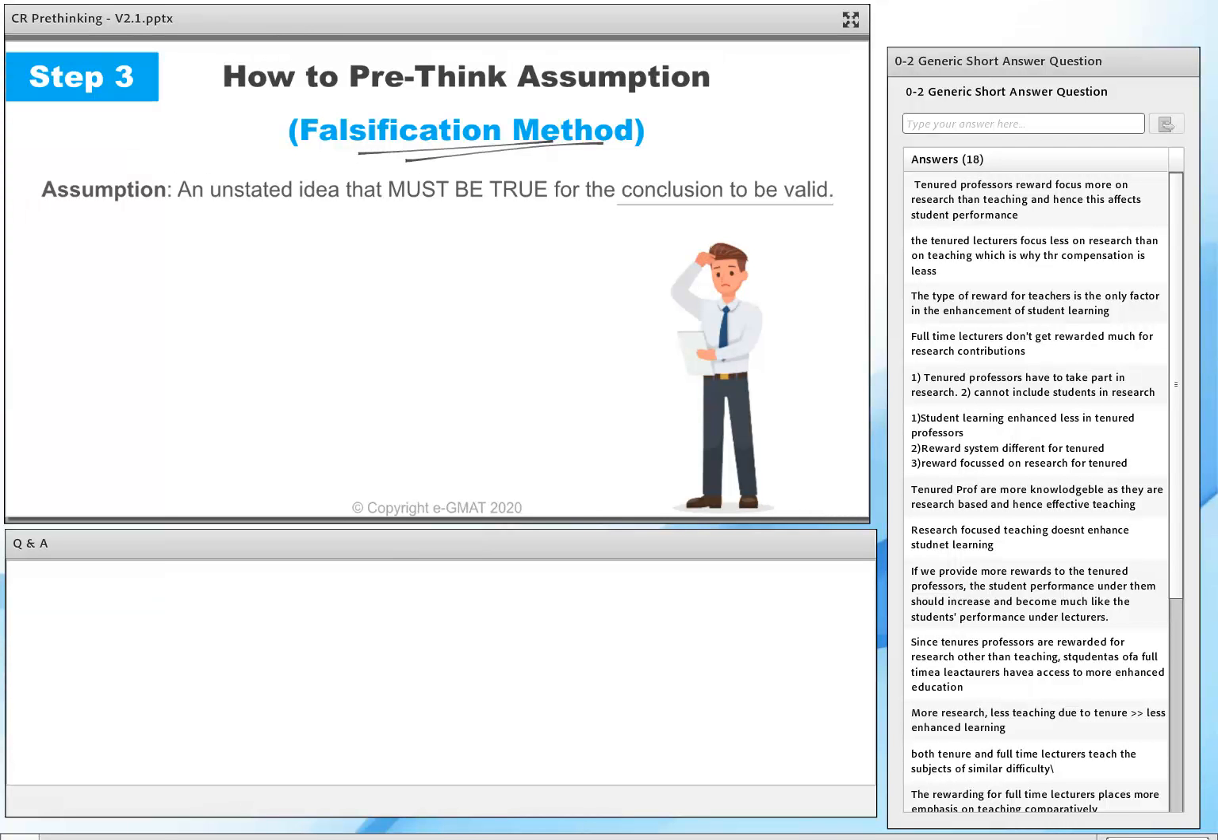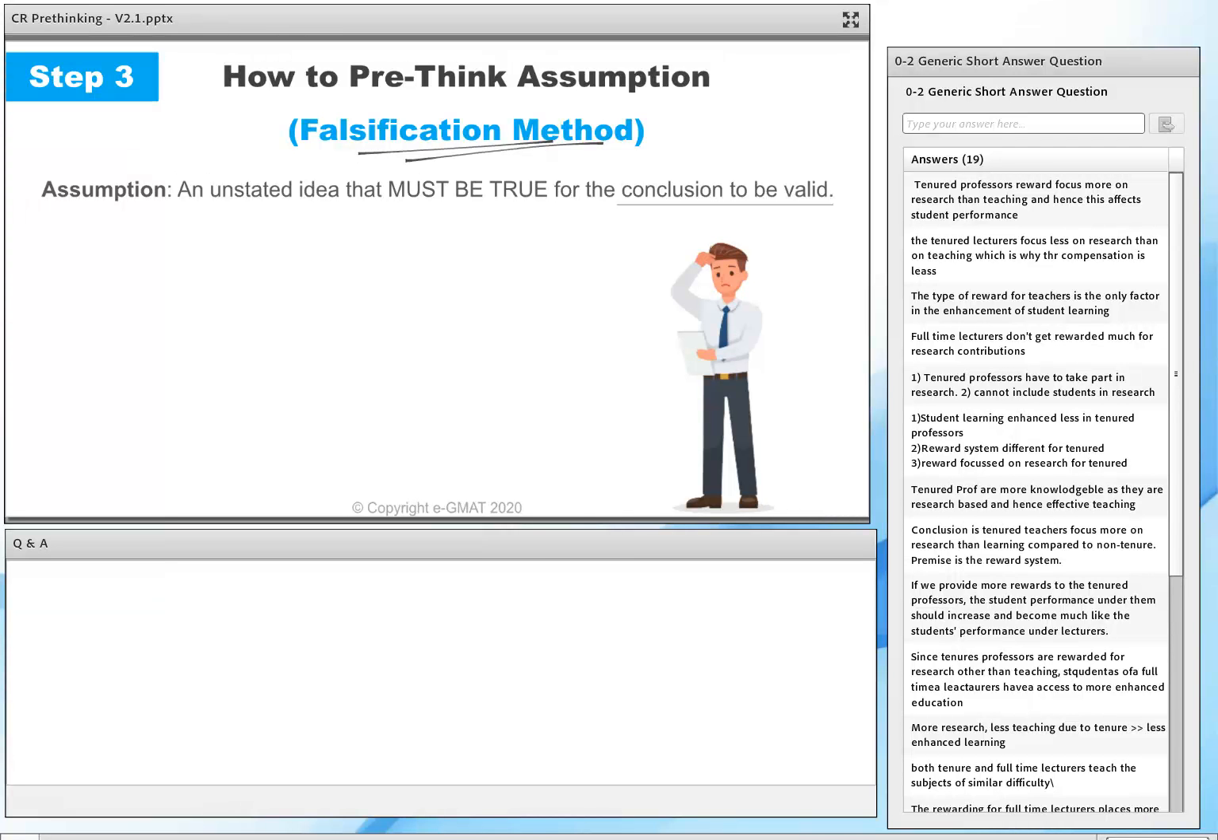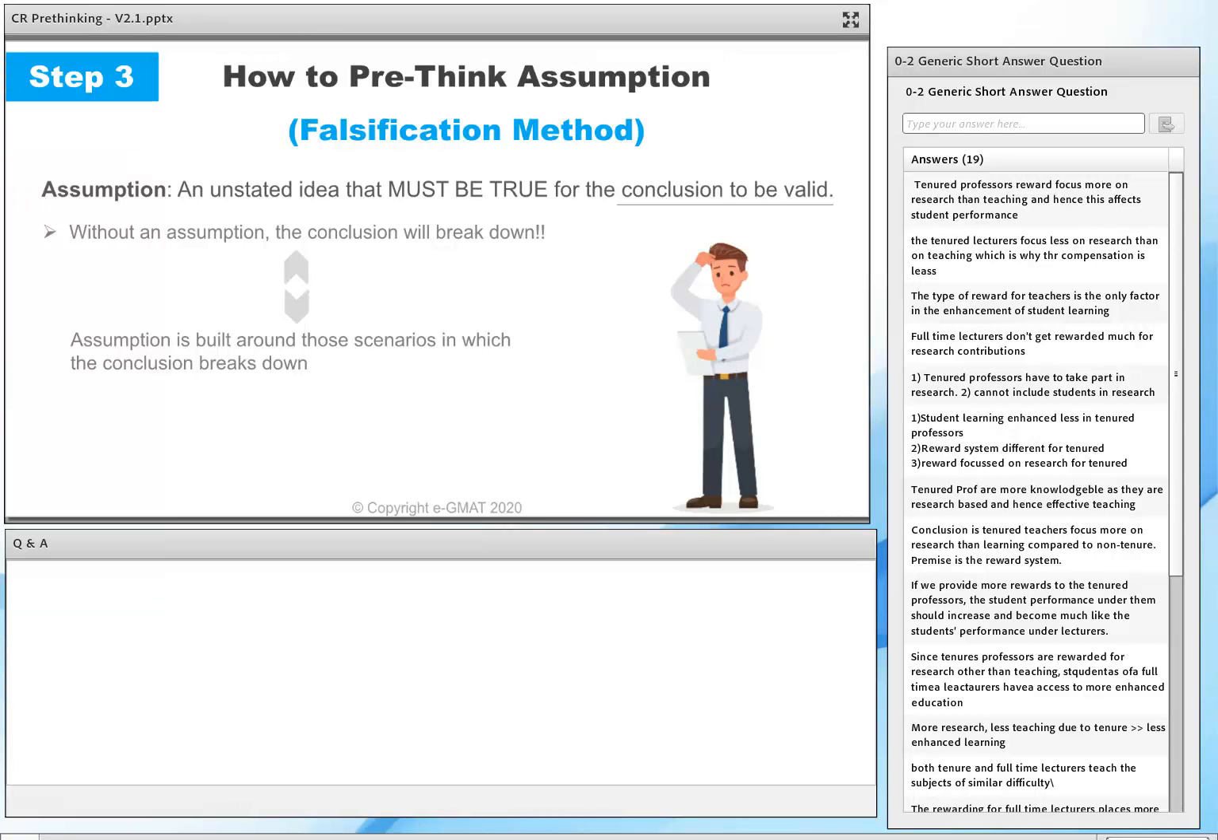So the pre-thinking question comes from the very definition of an assumption. What is an assumption? It's an unstated idea that must be true for the conclusion to remain valid. Or in other words, what you can translate this to is that if you don't have the right kind of assumption or assumptions, the conclusion will break down.